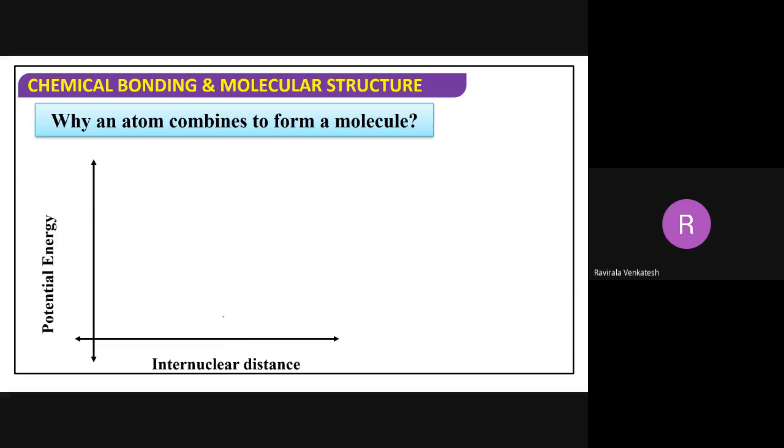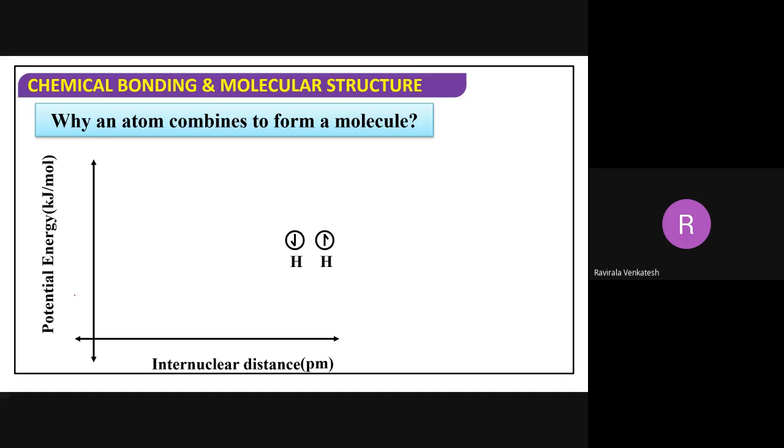Now here I have taken the internuclear distance, that means the distance between the nucleus and the outermost electron. Here to here, the distance between the nucleus and the outermost shell is increasing. Next, this is the potential energy.